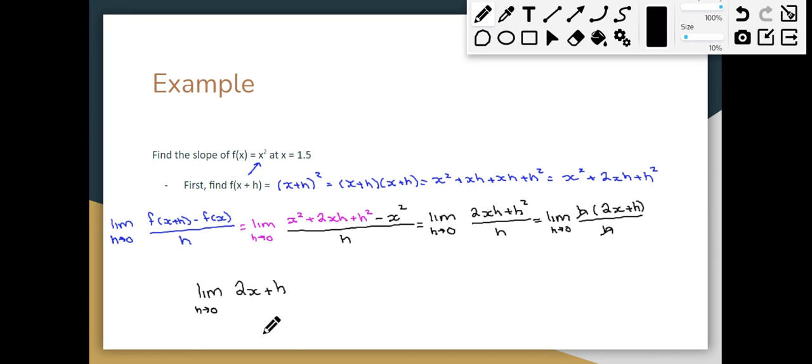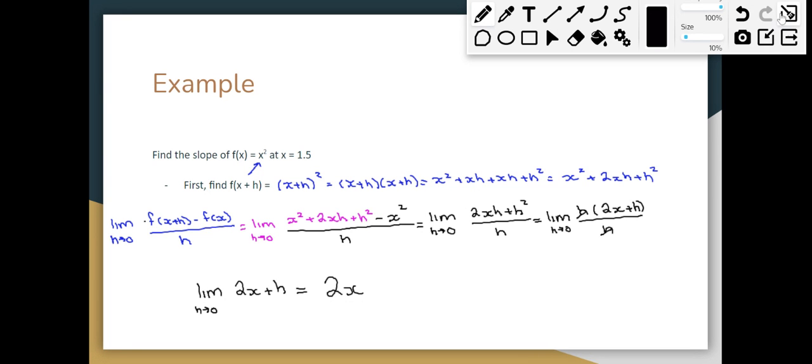Now that I no longer have that denominator, I can sub in. So we get the limit of this is 2x. So you can see this is very different. Now we're getting the function as a limit. So the limit of f of x plus h minus f of x over h is 2x.